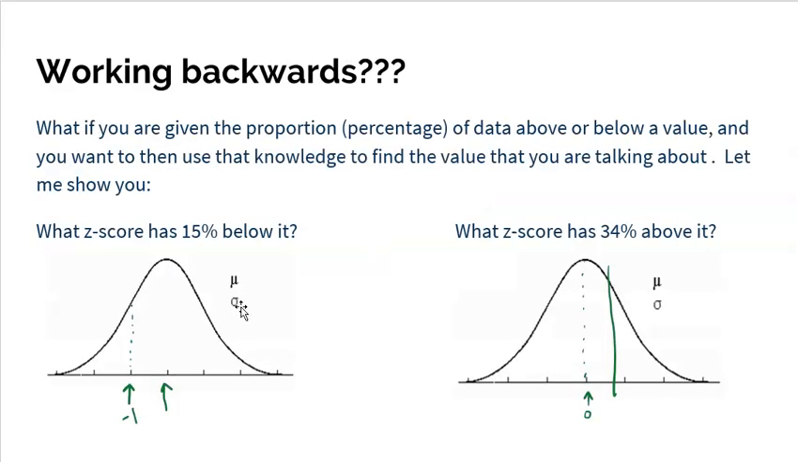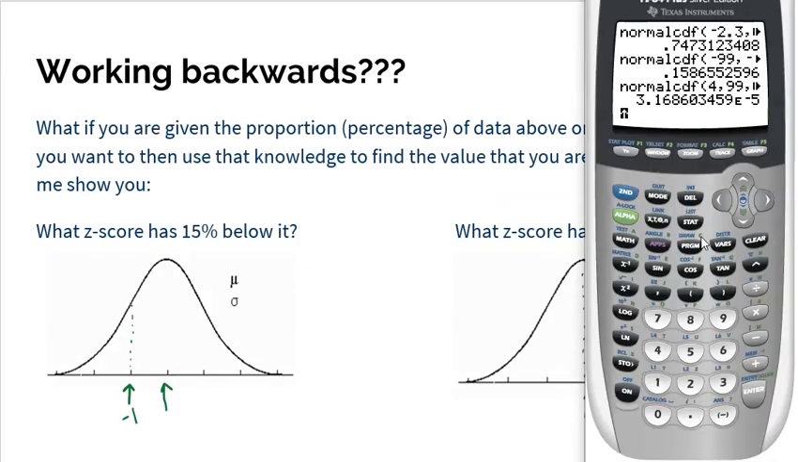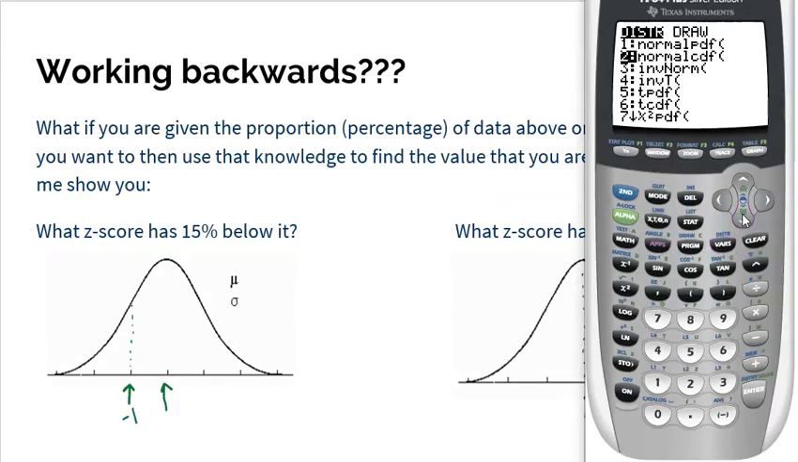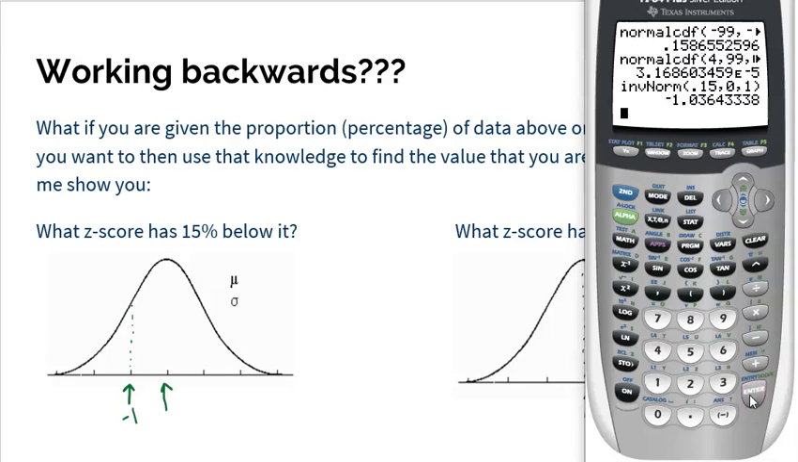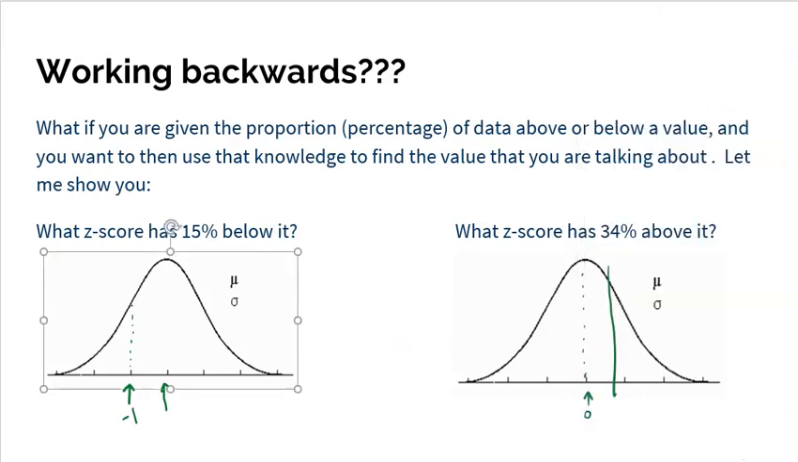So let's come back to here, right? I want the Z-score with 15% below it. So all I got to do is go second vars, select invert norm. Now, the percent below, that's exactly what they mean by area. So I'm going to put 0.15 here. And guys, that's it. Leave everything else at 0 and 1. Hit paste. And this is the Z-score that has 15% below it, negative 1.0364.